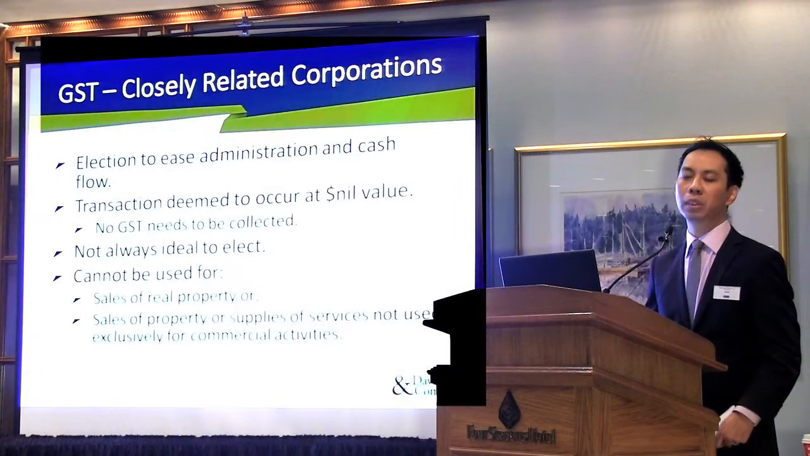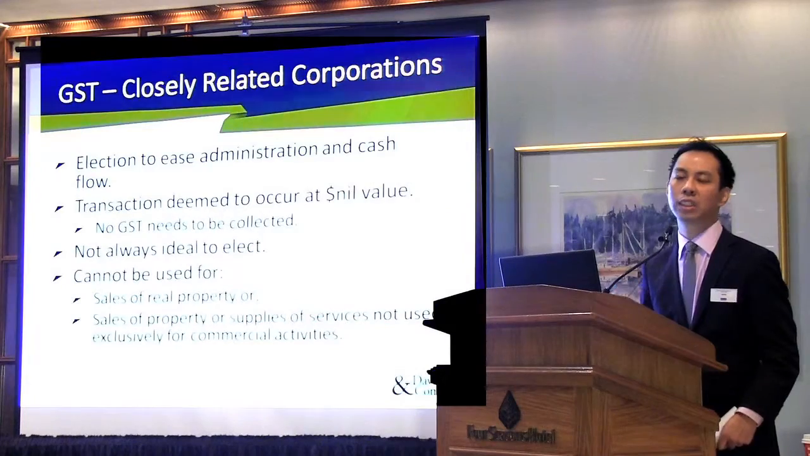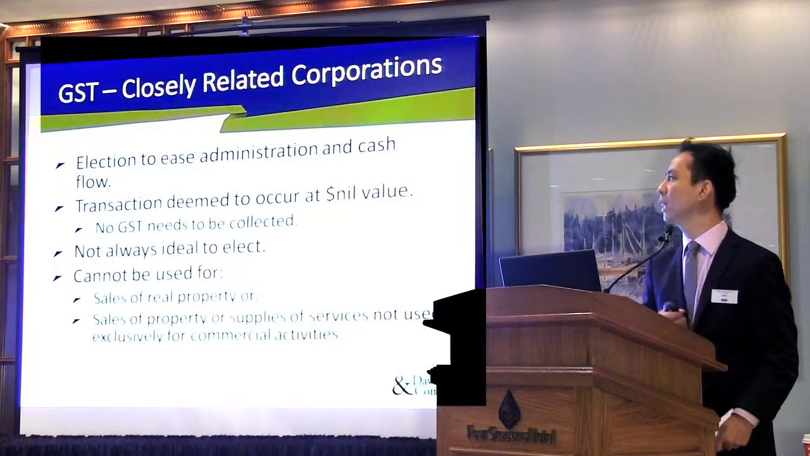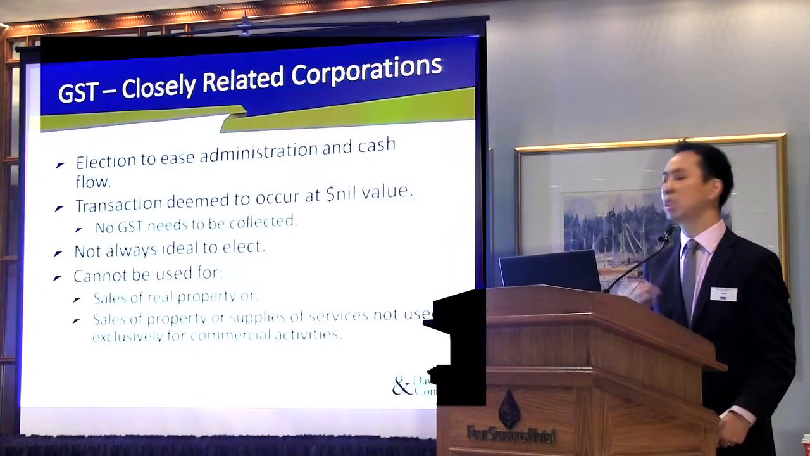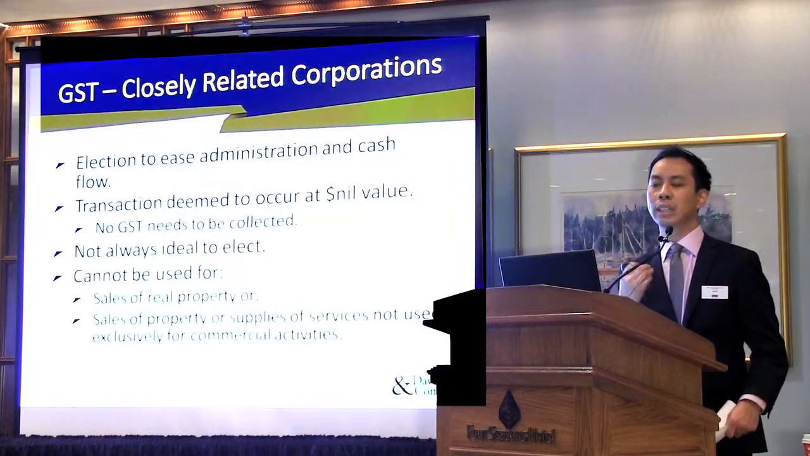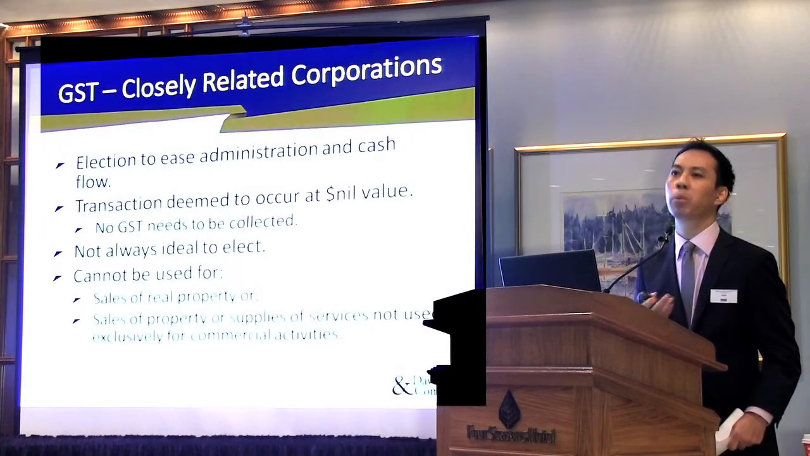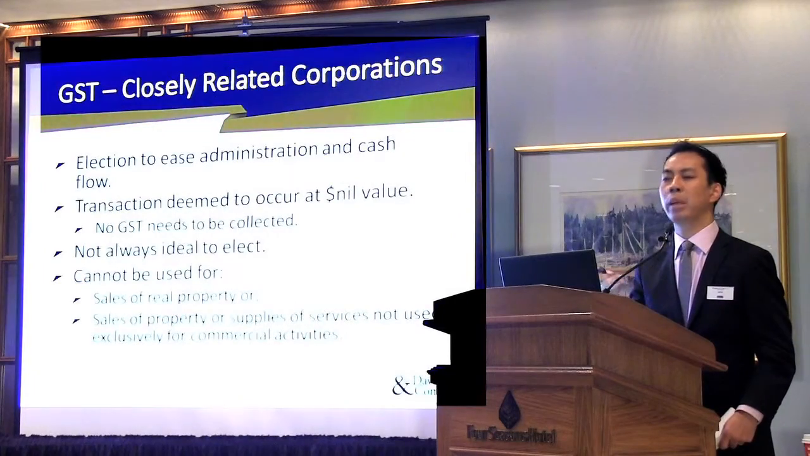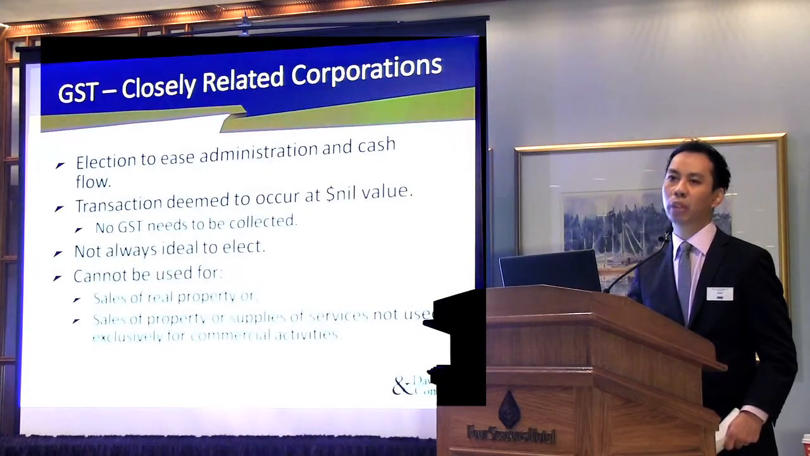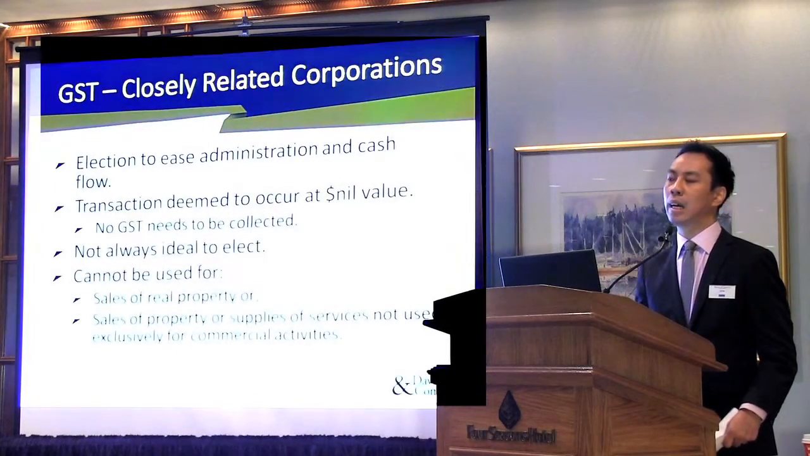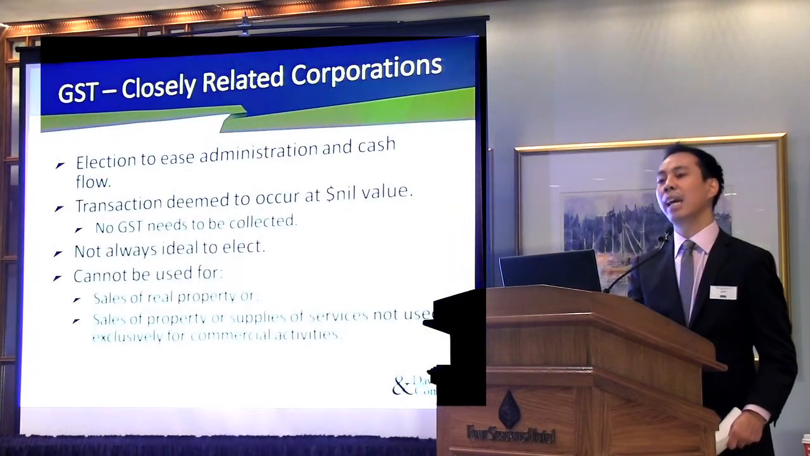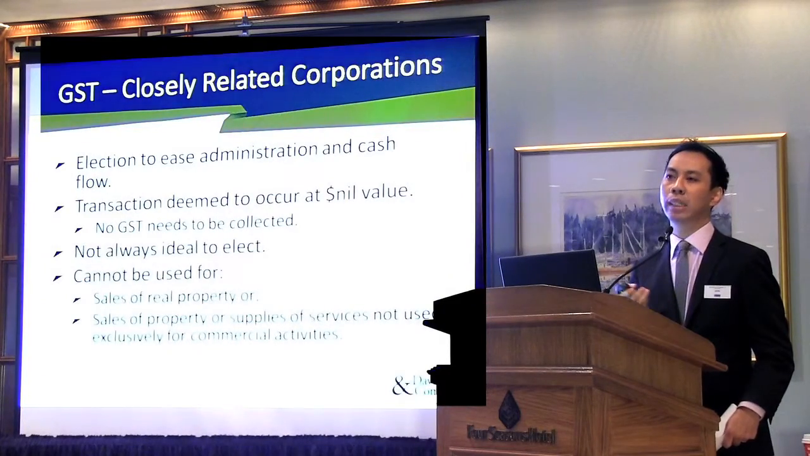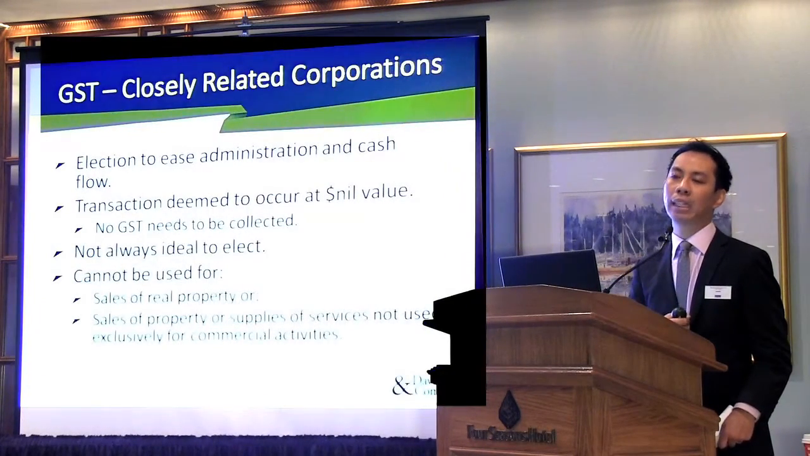So what we wanted to talk about today was the closely related corporations election that's available to taxpayers. This is not really a new election, but just the mechanism of how it gets processed has changed. So if you think of 2 corporations that are doing business in the same related group, so you have Company A that's maybe renting its building to Company B for use in Company B's operations. Company A would normally collect GST on those rents. So Company B would pay the GST to Company A, who would remit that to the CRA, and Company B would presumably get input tax credits to reclaim the GST that it paid to Company A.